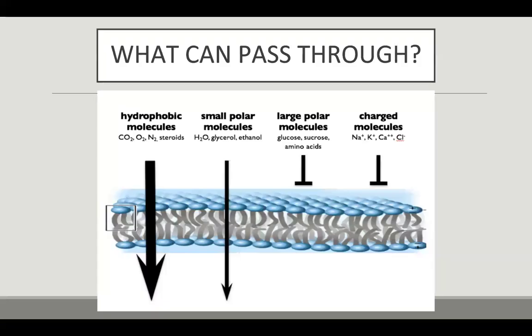So what is able to pass through? In order for it to pass through, it obviously has to go through the nonpolar region of the fatty acid tails.